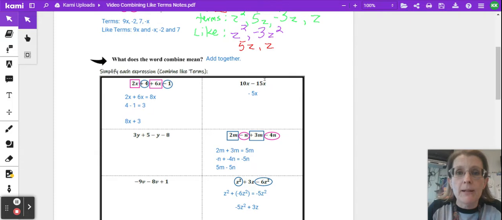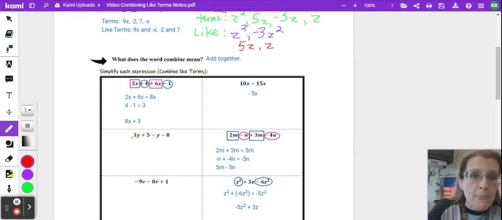Then the next example, 10x minus 15x, they are like terms because they're both x's. We don't have any terms that are not like terms, so I just combine those. Remember, if I have positive 10, that means I would go to the right 10, and then negative 15, I would go back to the left 15, and I would get negative 5. Or you can remember that since one's negative and one's positive, they'll cancel out. So we subtract them. So 15 minus 10 is 5, and there are more negatives, so it's negative 5.